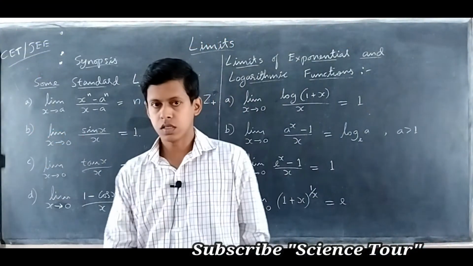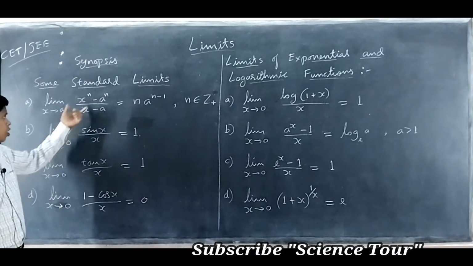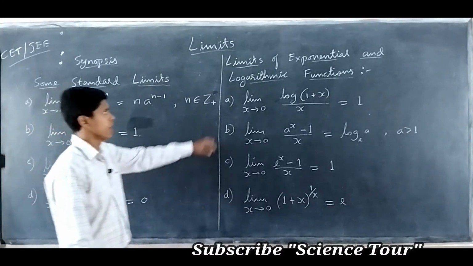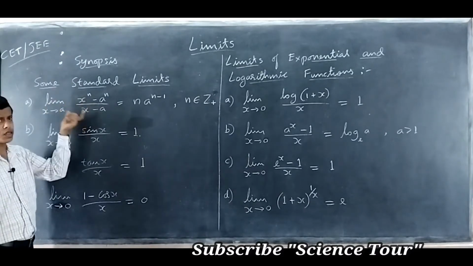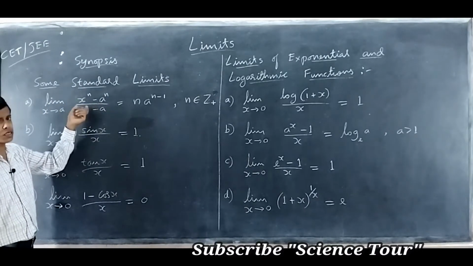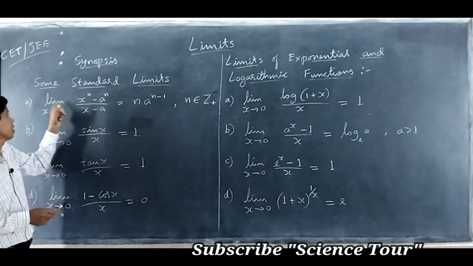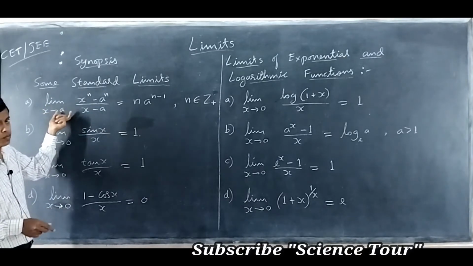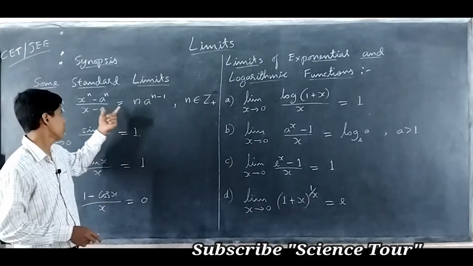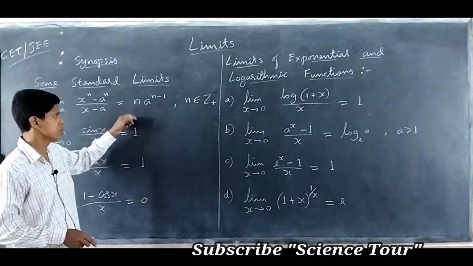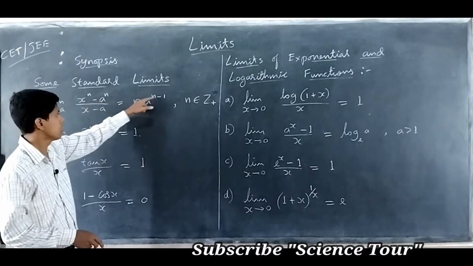Well, now let us look at some standard limits based on polynomials, trigonometric functions and exponential and logarithmic functions. If you have a problem which can be expressed as x to the power n minus a to the power n divided by x minus a, if limit x tends to a, then that will be equal to n into a to the power n minus 1. So, you have learnt the proof of this, right. So, just remember the formula here. So, this is n into a raised to n minus 1.